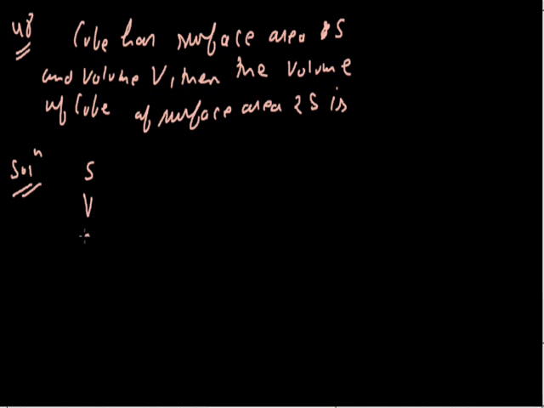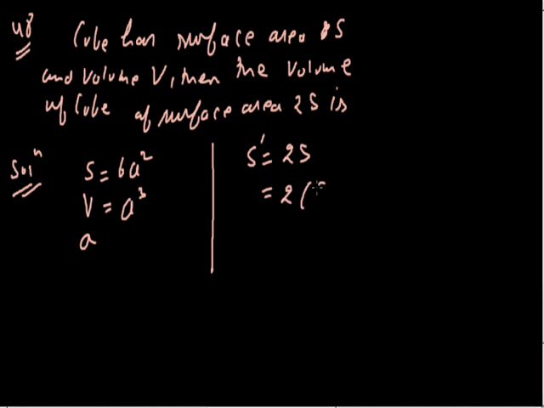And the side of the cube is A. So as the side of the cube is A, the surface area is defined as 6 times the side square and the volume is A cube. Now the new surface area is S dash, which is 2 times the previous one. The value of S is 6A square, so S dash can be written as 6 times root 2A square.